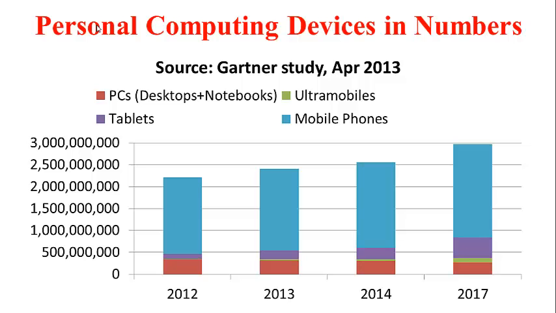What about the number of personal computing devices? This graph here shows the number of personal computing devices of various kinds which enter the market per year. This is based on a study done by Gartner in April 2013. What you can see is that per year there are over 2 billion devices which enter the market, getting close to 3 billion in 2017 is the prediction. The other thing you can see in this graph is that traditional personal computers in terms of desktops and notebooks are actually reducing in number, while their place is taken up by tablets.